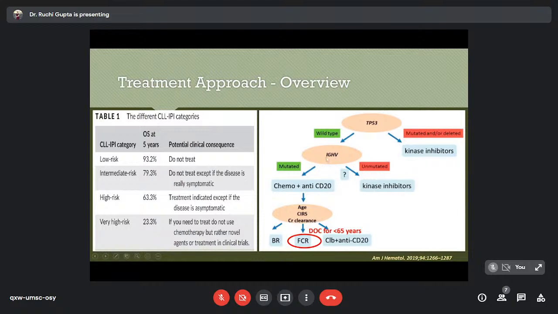I would just like to add that the mutation status of the immunoglobulin heavy chain is a very stable thing. If it is there at the time of diagnosis, it stays the same over a period of time. It does not change. Though definitely TP53 mutation might not be present as a major clone initially, and when the disease evolves, these clones with TP53 mutation may increase.